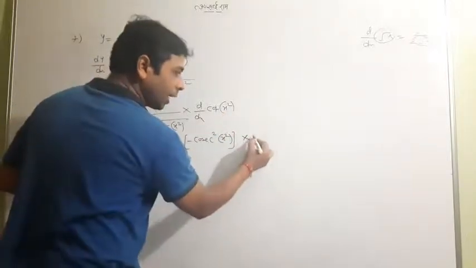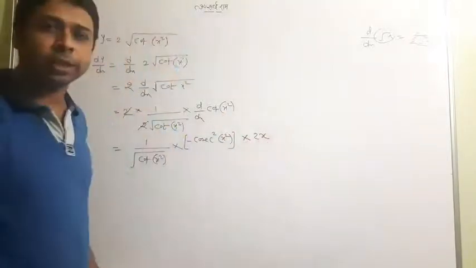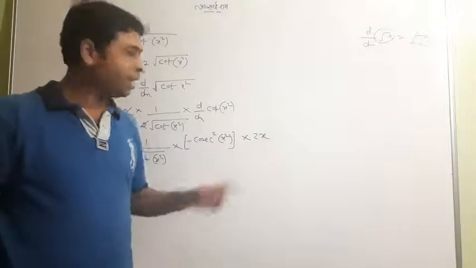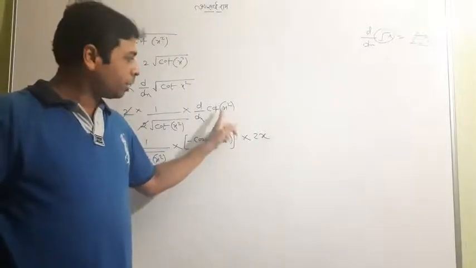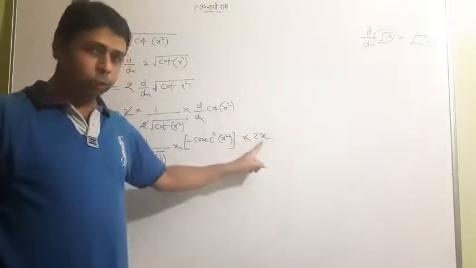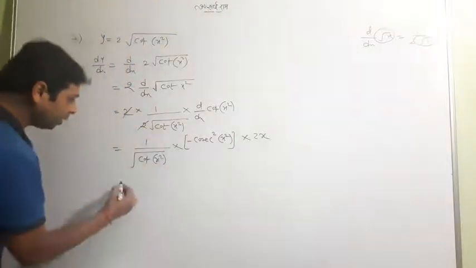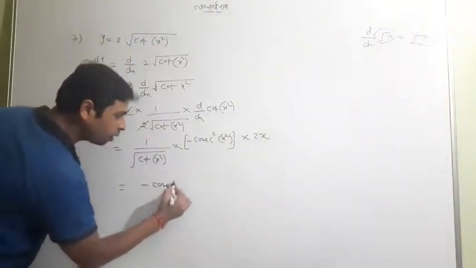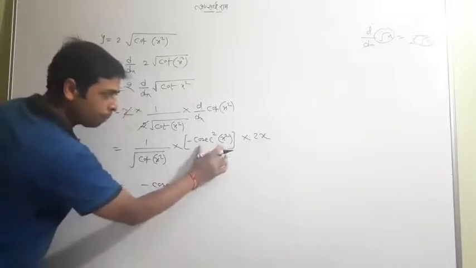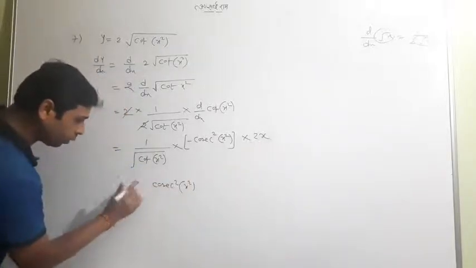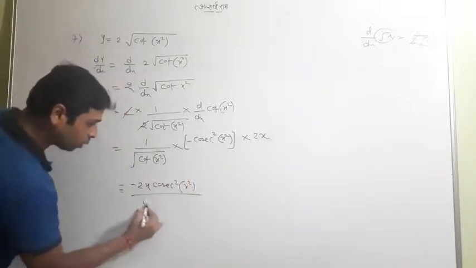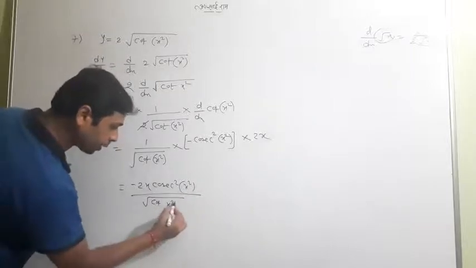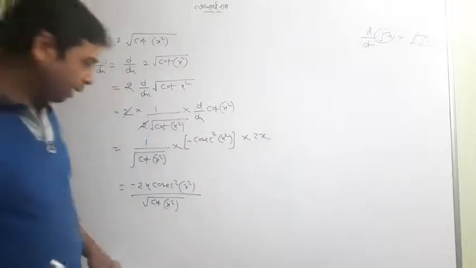It is 2x, and I request you to write only 2x. Don't extend your term by d by dx of x square. Directly write 2x, because the differentiation of x square is 2x. Now this is going to be the answer. Let me decorate it finally. This is only a copy. I want to write here only 2x upon the cot of x square. This is the answer from my side.